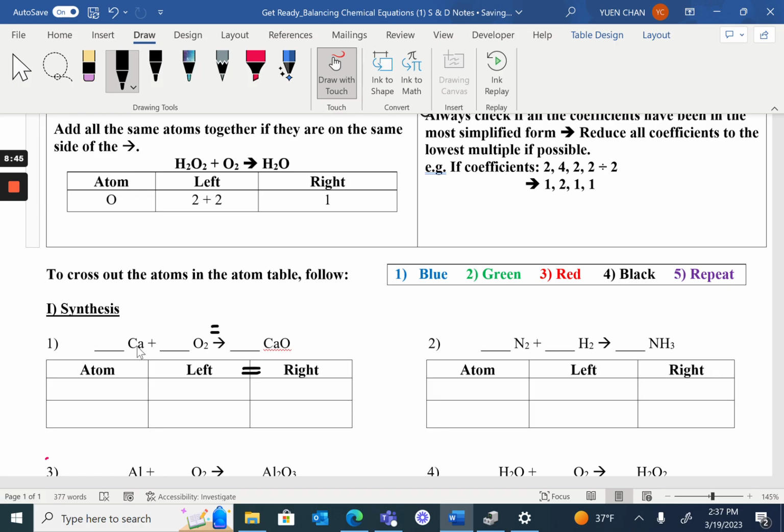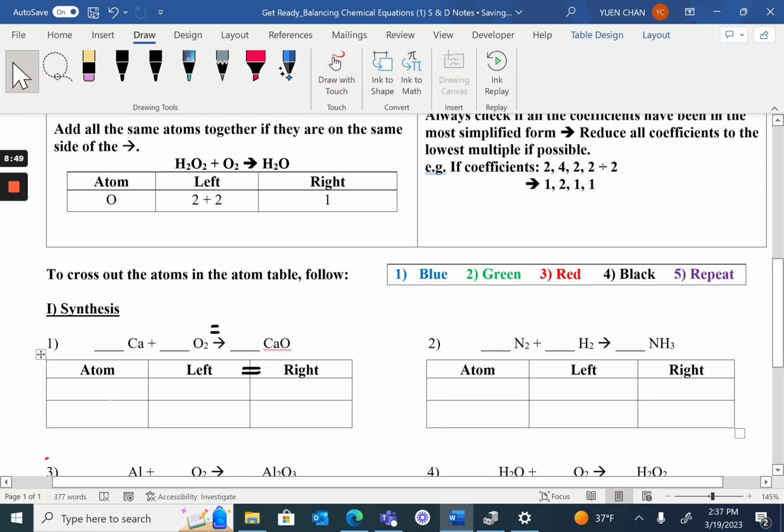And then next you want to write what kind of element you can see. So I have Ca in the equation. I also have O in the equation. All right. And then you're going to look at the arrow. Anything on the left hand side of the arrow will be left. Anything on the right hand side of the arrow will be right. So you want to look it up. How many Ca do you have at the beginning on the left hand side? So on the left hand side, I only get 1 Ca.